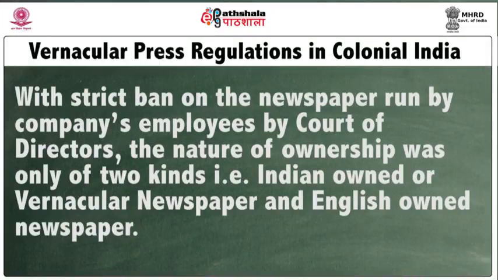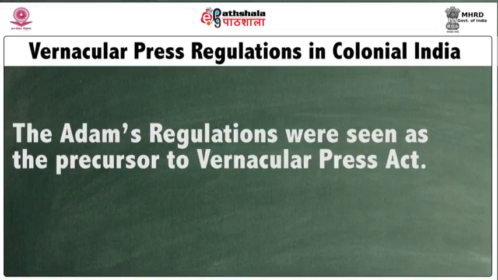Indian newspapers mostly criticized the policies of the government and talked about social reforms and policies. As a result, they were largely the targets of the colonial regime. With a strict ban on newspapers run by company employees by the Court of Directors, the nature of ownership was only of two kinds, that is, Indian-owned or vernacular newspapers and English-owned newspapers. The Adam's regulations were seen as the precursor to the Vernacular Press Act.